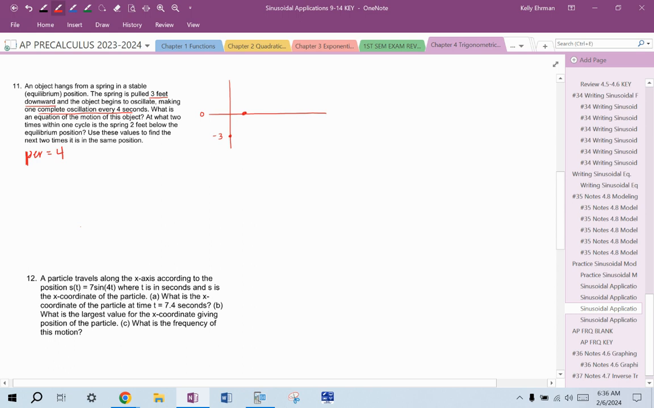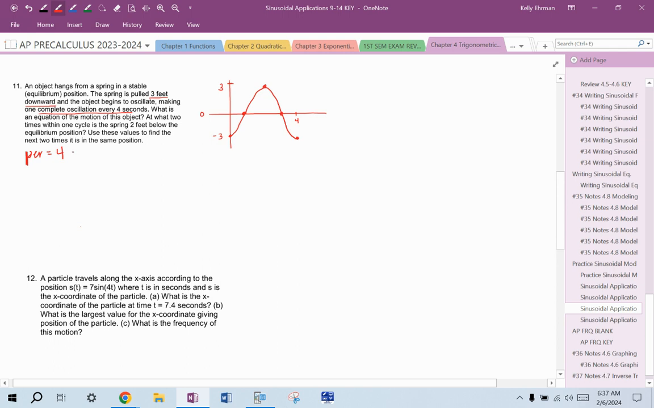This will start below, so then it goes midline, above, midline, below. And so the next time it hits below, I know that that's 4 seconds. So here's our graph so far. With this harmonic motion, we're saying that the amount of displacement below the spring will be matched above. So that's going to be 3 at the top. And we need an equation for the object.